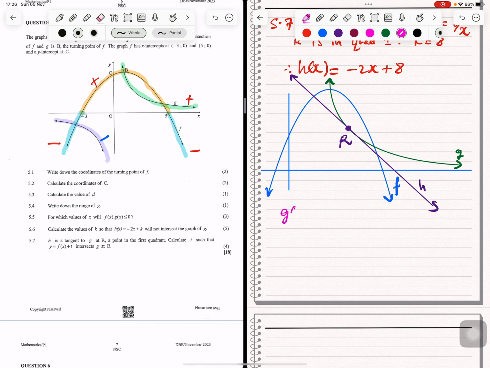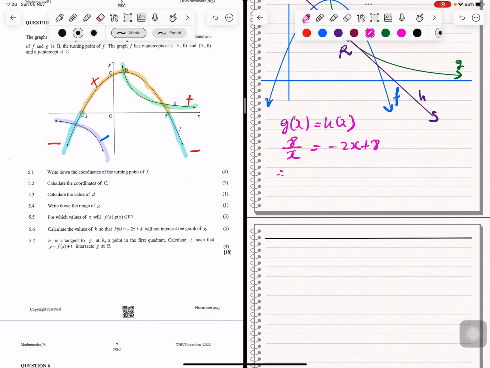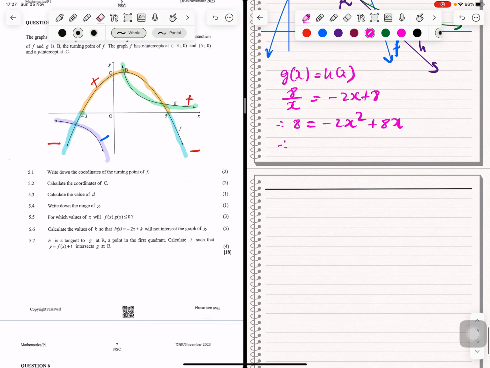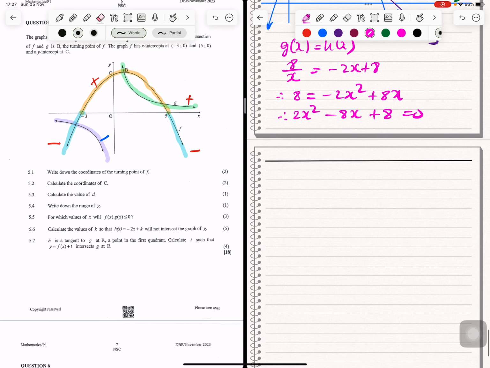So let's do that. g is going to intersect with h of x. g is 8 over x, equal to h. h is negative 2x plus 8. Therefore, you multiply everything by x, you get 8 equal to negative 2x squared plus 8x. You bring everything to the right-hand side, you get 2x squared minus 8x plus 8 equal to 0.